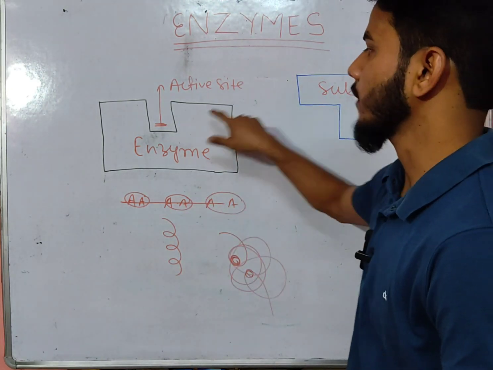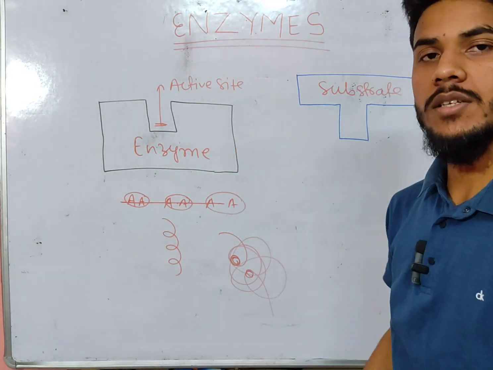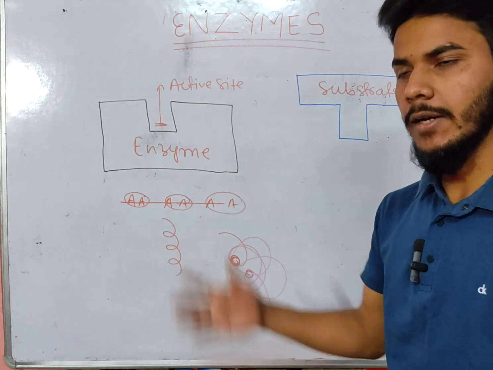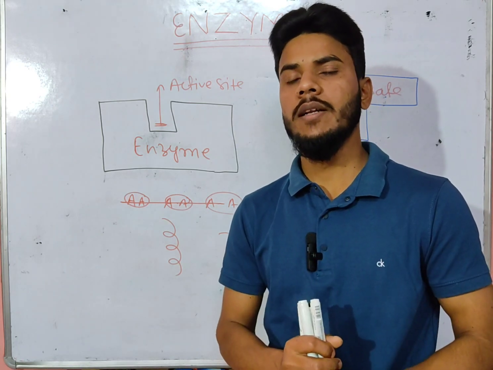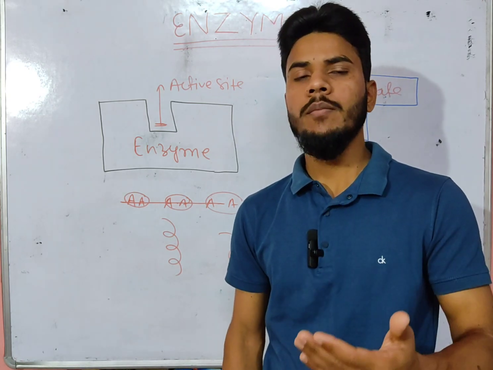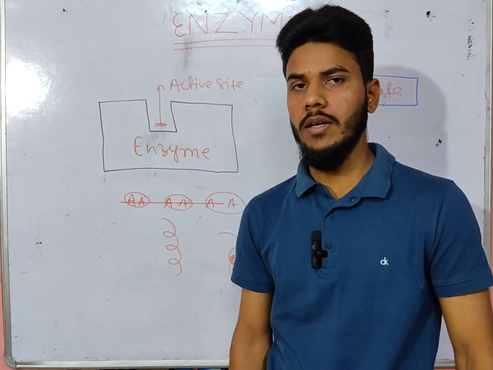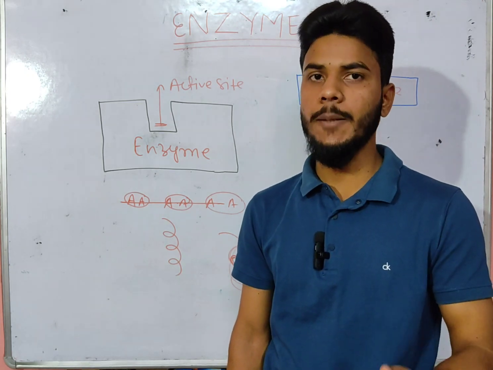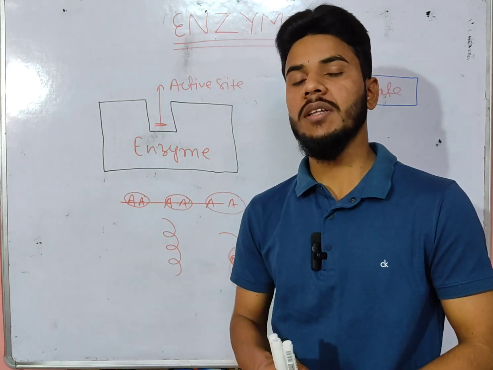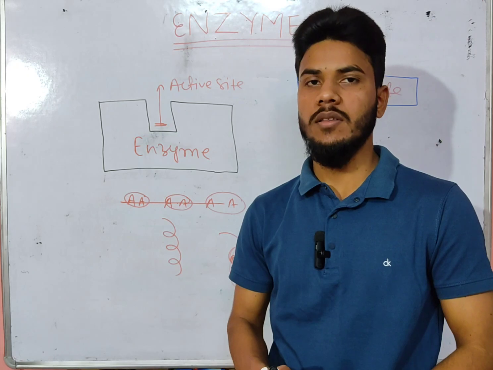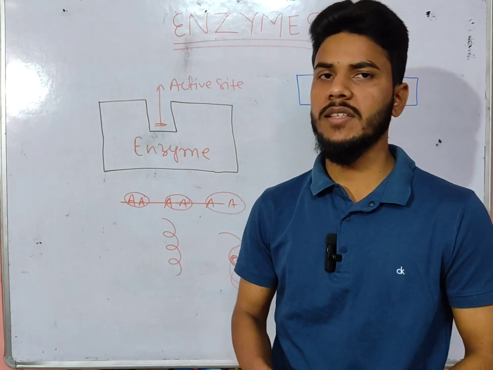So the substrate fits over the enzyme to catalyze the reaction and increase the rate of reaction by decreasing the activation energy. I will explain this later, but for this moment I will let you know that enzyme is something which decreases activation energy and increases the rate of reaction. And activation energy is the minimum external energy which must be provided to start the reaction, to initiate the reaction. It is a barrier which must be crossed so that the reaction can occur.